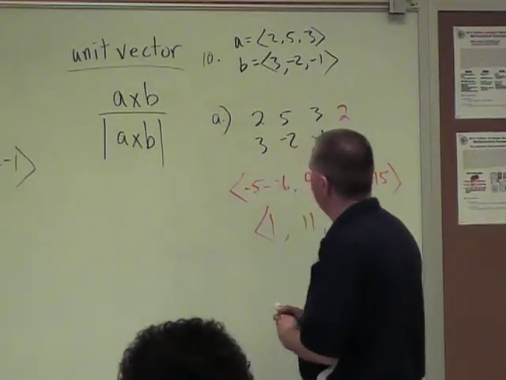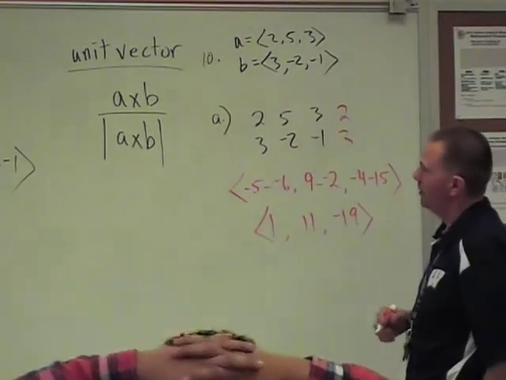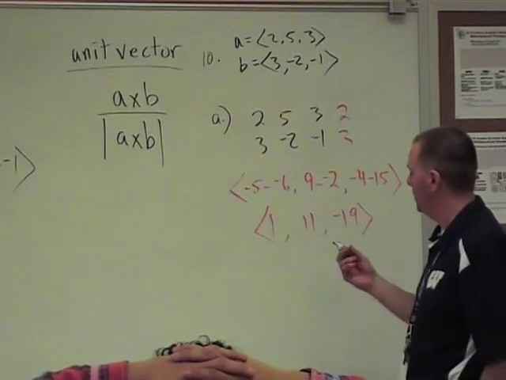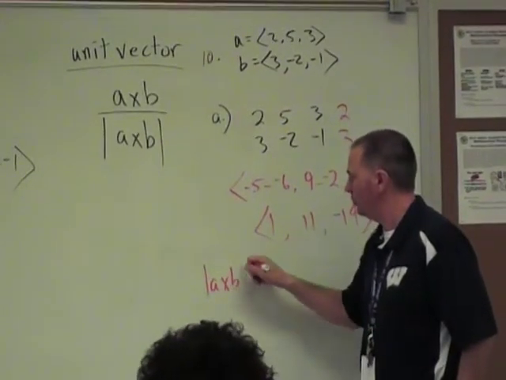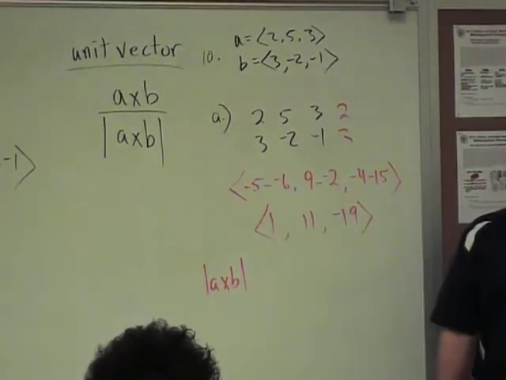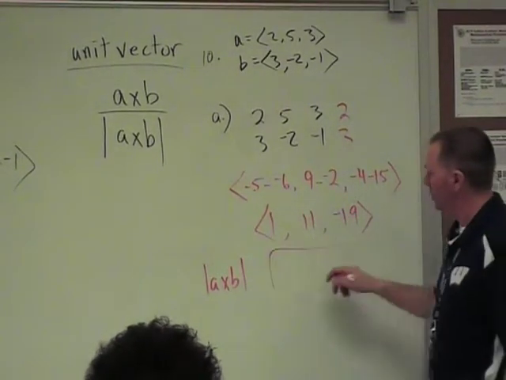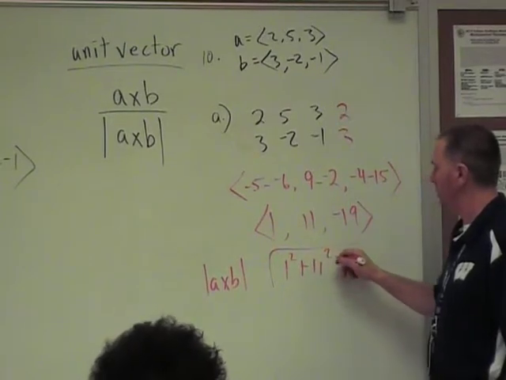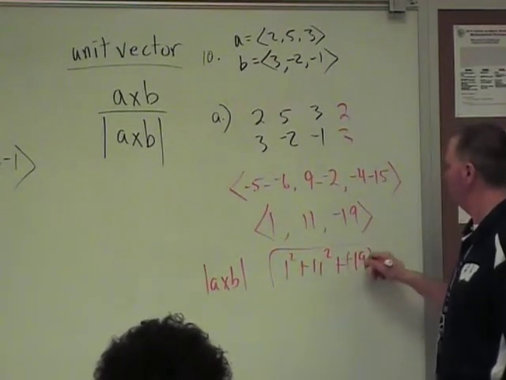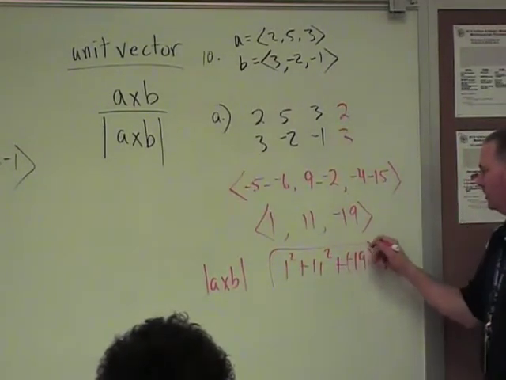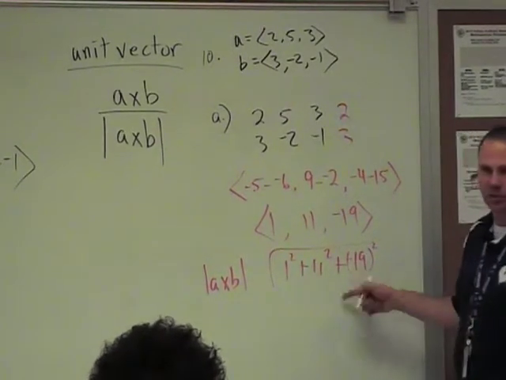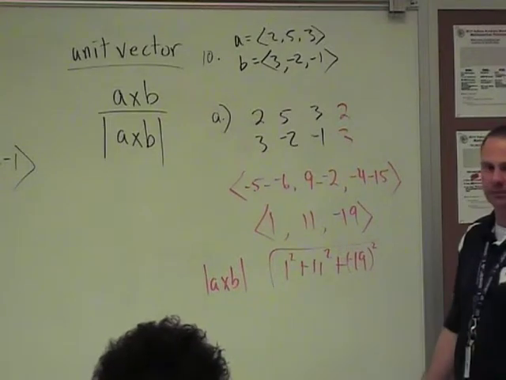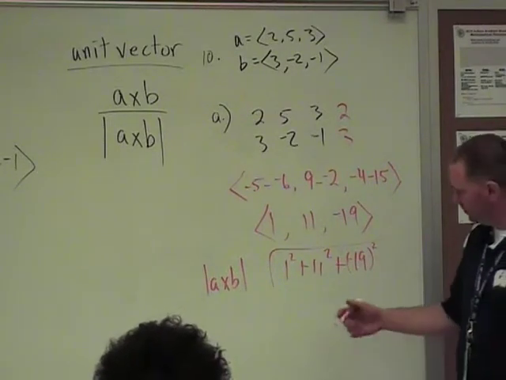Alright, so now that's the A cross B, the cross product of A and B. Now, how do I find the magnitude? The square root of those entries. So 1 squared plus 11 squared plus -19 squared, and you take the square root of that. So 121, 122. Somebody do that calculation for me, all of it. The square root of 483. Yes, that's correct.